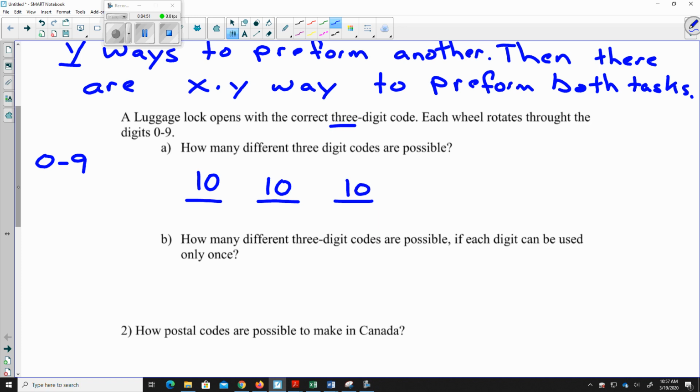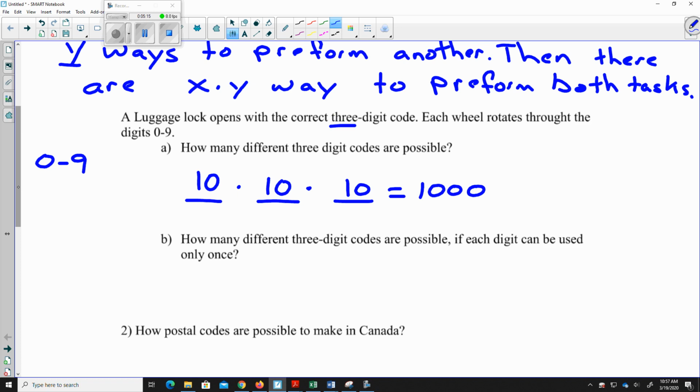All right, now, according to the fundamental theorem of counting, all I got to do is just multiply these numbers all together, and that's how many possibilities I could have for a combination on a luggage lock. So 10 times 10 times 10 is 1,000. Okay, so there's 1,000 possibilities there.